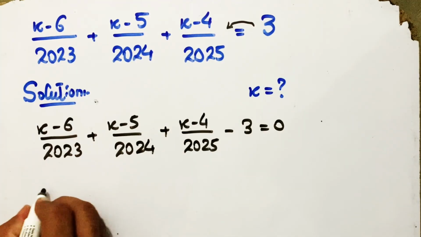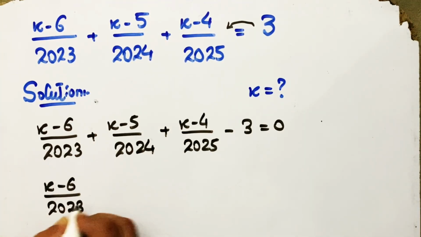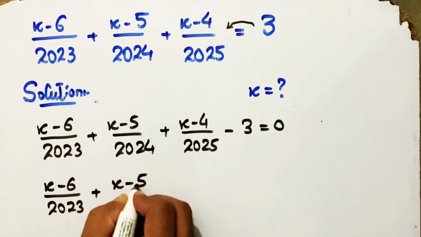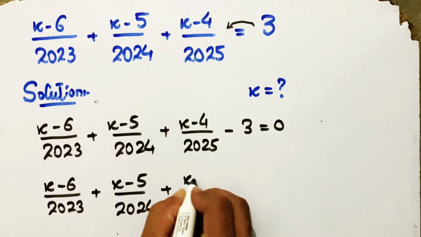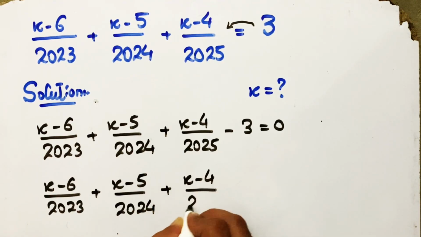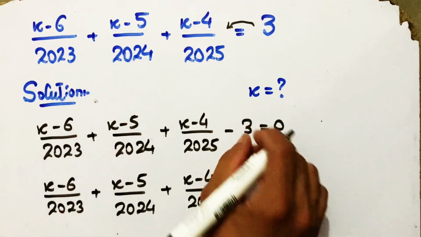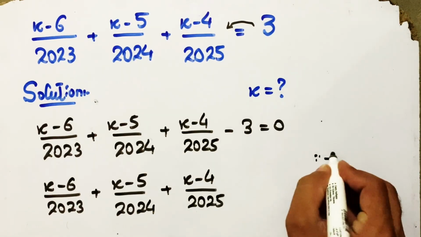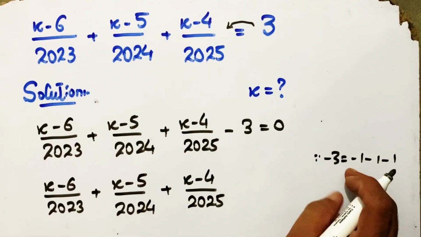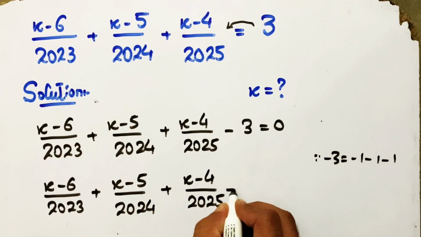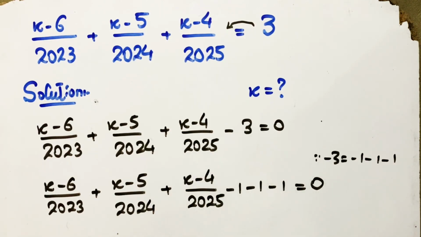So the next step: (x minus 6) divided by 2023 plus (x minus 5) divided by 2024 plus (x minus 4) divided by 2025, and the 3 becomes minus 3, which is minus 1 minus 1 minus 1. So I write here minus 3 as minus 1 minus 1 minus 1, that is equal to 0.